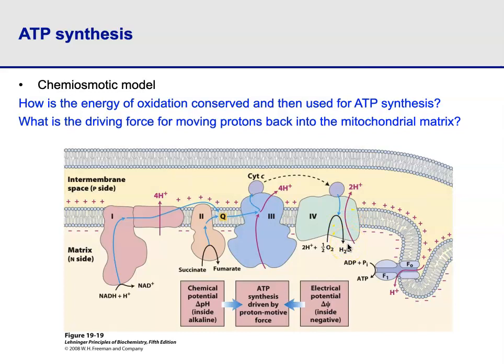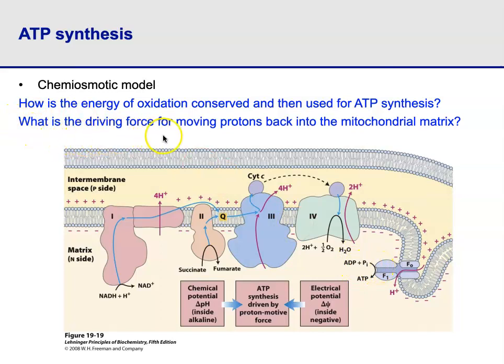In this process, protons are moved from the mitochondrial matrix to the intermembrane space between the inner and the outer mitochondrial membrane. These protons now, in the form of a gradient between the two mitochondrial membranes, that gradient will then be used by ATP synthase to generate ATP from ADP and Pi.